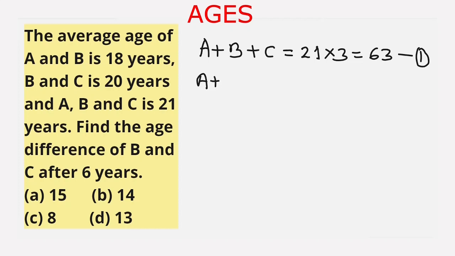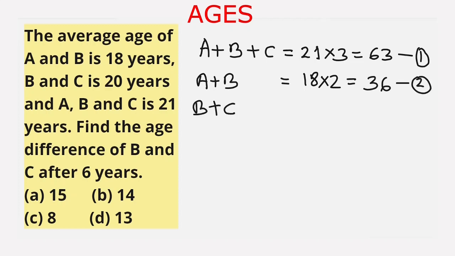And the average age of A and B given to us is 18 years. So the total age of A and B is 18 multiplied by 2, which is 36 years. And this is our equation number 2. And the average age of B and C is 20 years. Therefore, the total age of B and C is equal to 20 times 2, which is 40 years. And I give this as equation number 3.